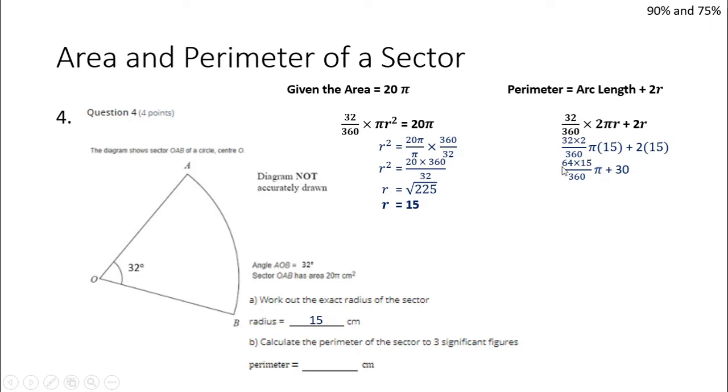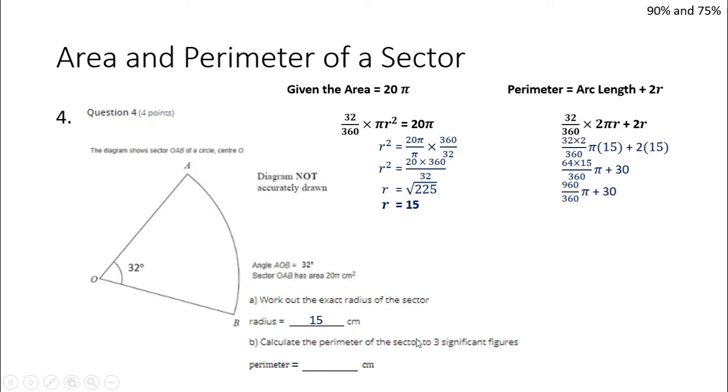So I've done 64 from the 32 times 2 times the 15 over 360. And the 2 times the 15 made the 30. Okay, that can be simplified. So that works out to be 960 over 360 pi plus 30. Now this is an exact answer right now. It could be simplified because of course I could divide both the top and the bottom by 30 here, but it is some number of pi plus some other number.